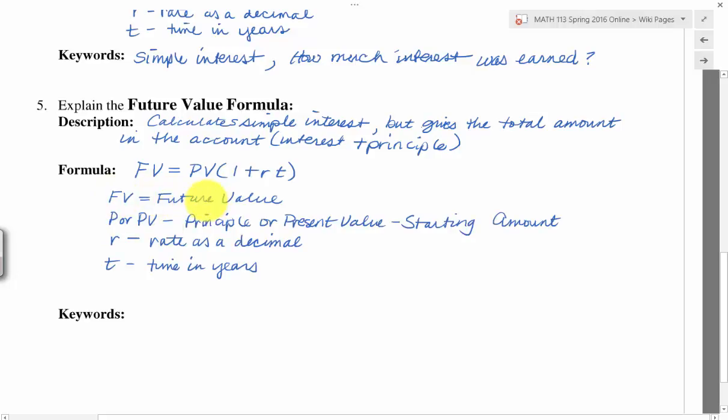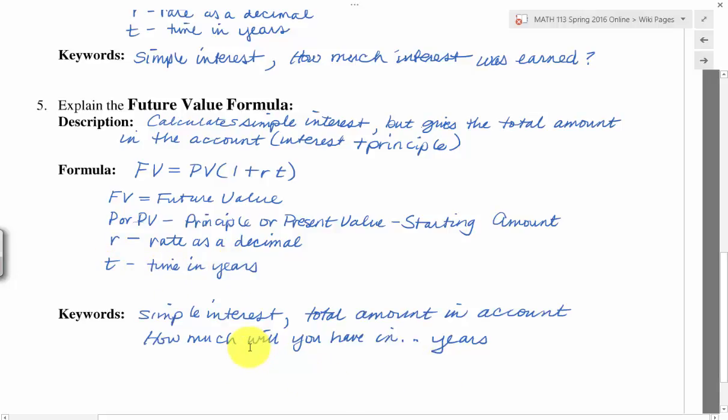So I have FV stands for future value. P, it could be a P or a PV in your formula, stands for principal or present value. It's the starting amount. R is the rate as a decimal, so you have to convert it from a percent to a decimal, and T is time in years. So some keywords that tell you that you need to use this formula as opposed to the other formula that we just did above, or some other formula that we have not yet learned, would be simple interest. That's going to identify it. And then you would also need something like you're finding the total amount in the account, or you're being asked how much will you have, and that implies altogether in some number of years.